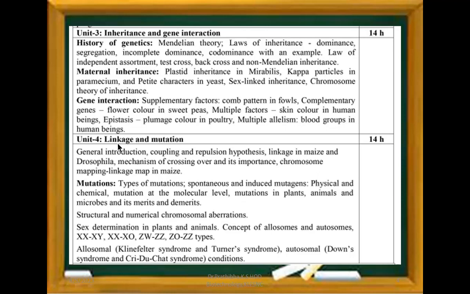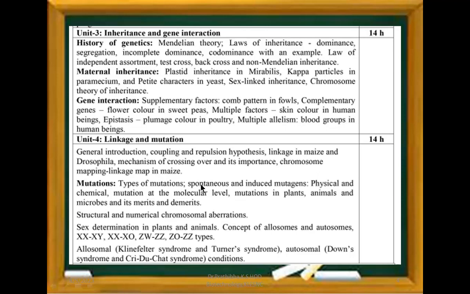Unit 4: Linkage and Mutation. Here, general introduction, coupling and repulsion hypothesis, linkage in maize and Drosophila, mechanism of crossing over and its importance, chromosome mapping, the linkage map in maize. Then mutations: types of mutations, spontaneous and induced, mutagens, physical and chemical.